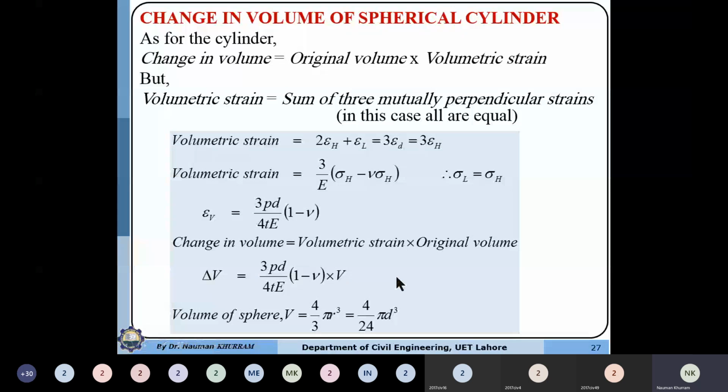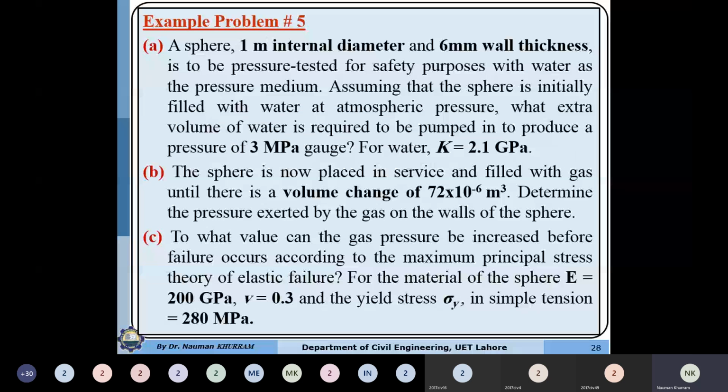Hoop stress and longitudinal stress are the same in a spherical cylinder. Similarly, hoop strain and longitudinal strain will also be the same. The only change is the formula for the volume. Volume in a cylindrical vessel is pi d square by 4, but in a spherical vessel that is 4 by 3 pi r cubed. So this is the problem I leave for you, because it is similar to example problem number 4. The only change is that this deals with a spherical cylinder, and I believe that you will be able to solve it. If you have any problem, you may contact me.